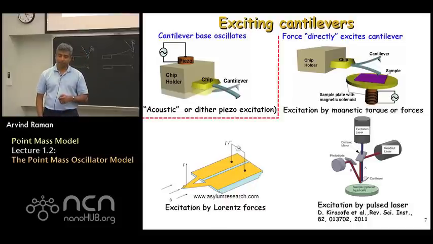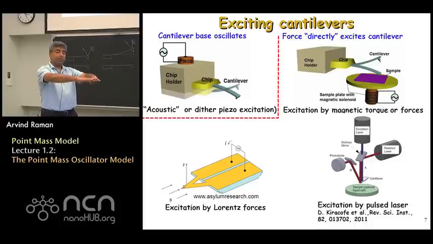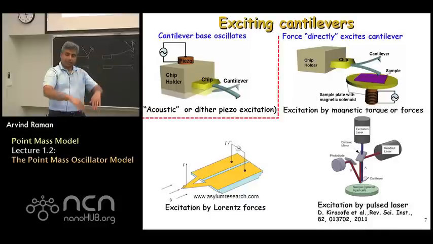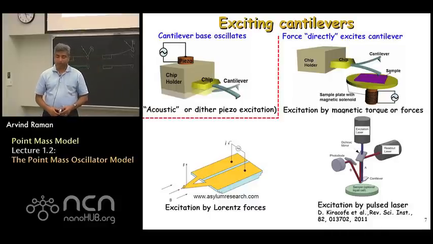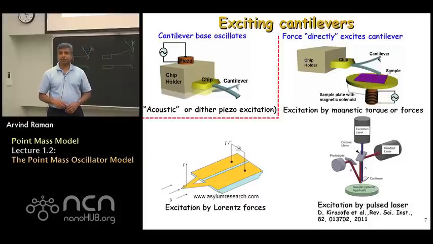On the bottom left is shown a cantilever which uses Lorentz excitation by using triangular cantilevers over which a conducting path has been placed in a metallized layer, and an alternating current is passed through it. There's a permanent magnetic field, and the presence of an alternating current causes a Lorentz force, which is going to make the cantilever oscillate.